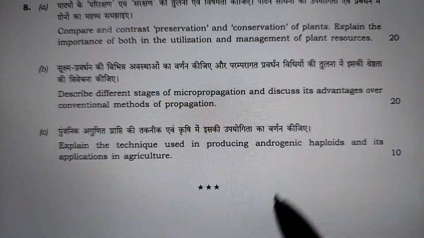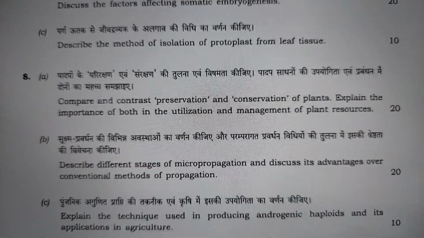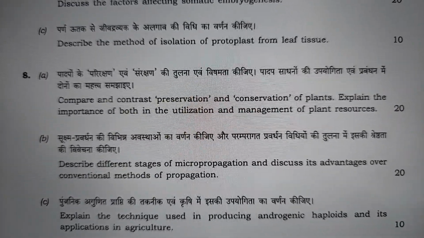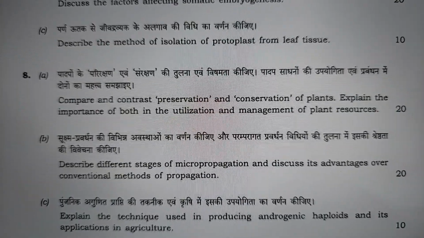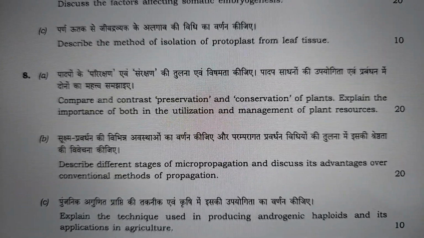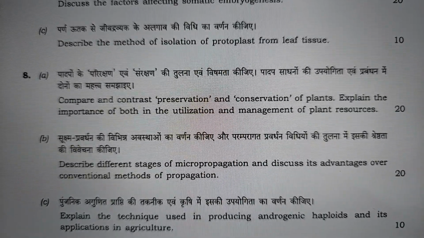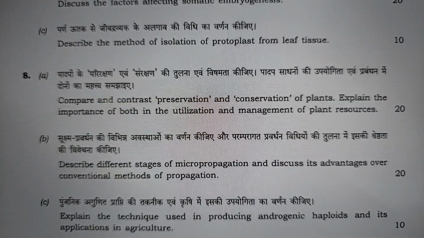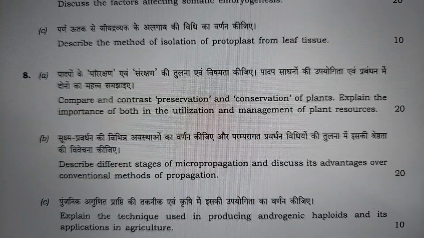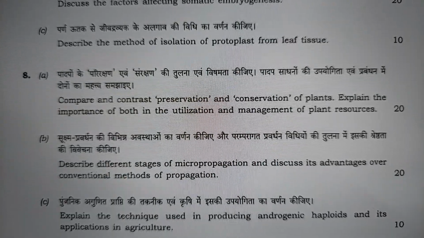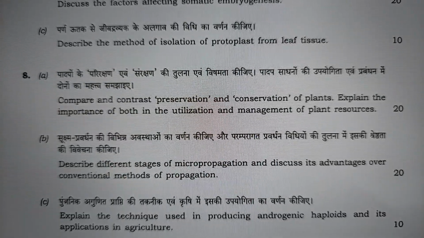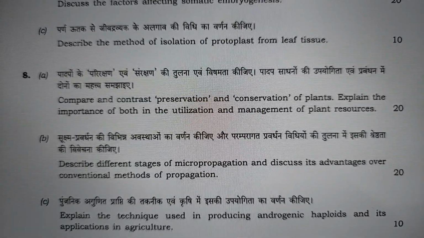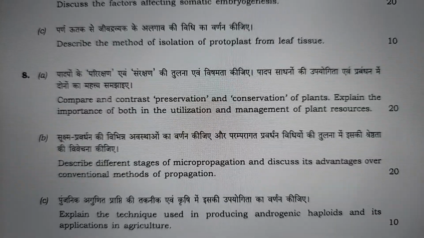Question number 8 is also having 3 options. The first option is compare and contrast preservation and conservation of plants, 10 marks, and explain the importance of both in the utilization and management of plant resources, 10 marks. Total 20 marks.